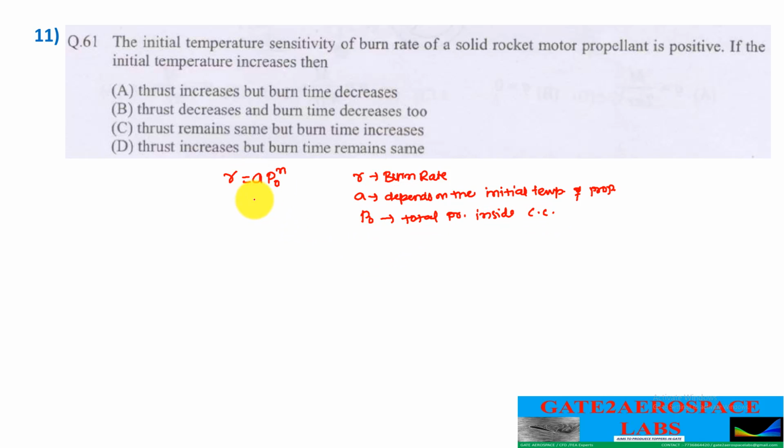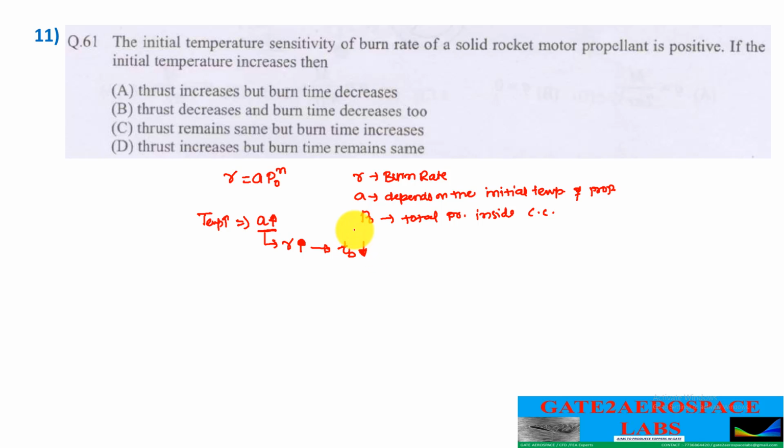Now in this question, what it is telling is that initial temperature increases. That implies your value of A increases. The value of A you are increasing, then from this relation you can tell rate of burn increases. If rate of burn increases, that means your time of burn will decrease because you have increased the rate of burning. So time to burn the propellant will decrease.